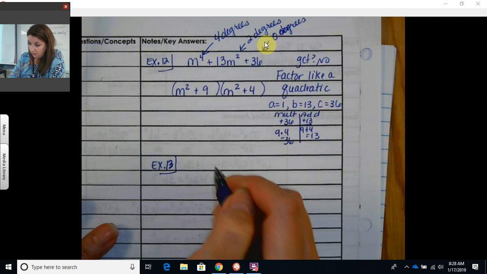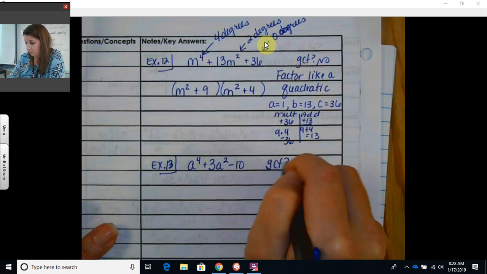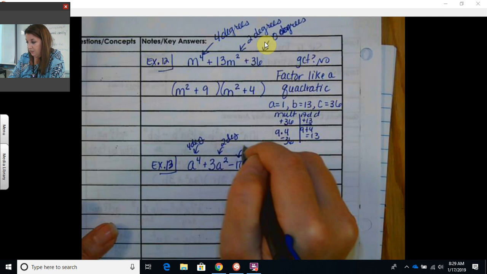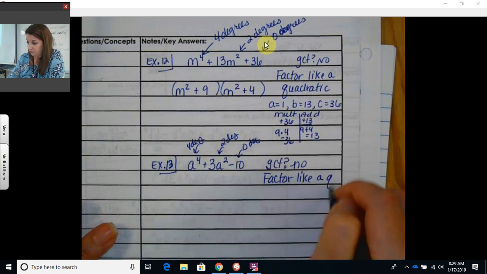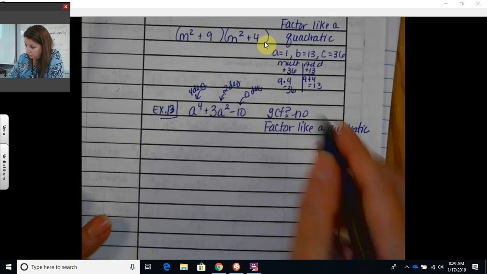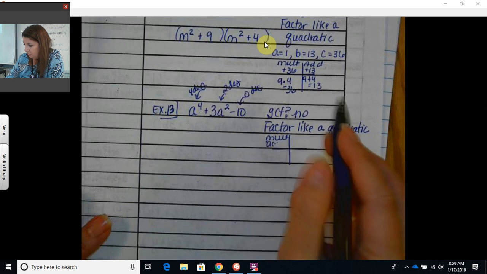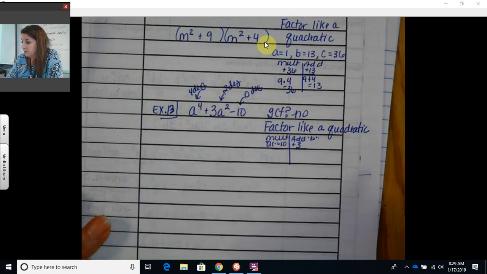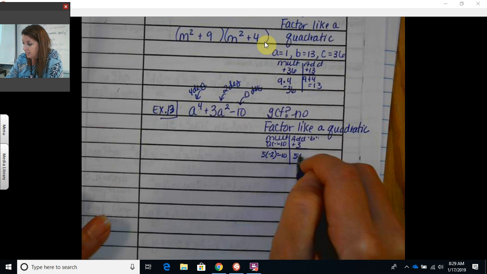A to the 4th plus 3a squared minus 10. Is there a GCF? All right, again, we have 4 degrees, 2 degrees, and 0 degrees. So we can factor like a quadratic. T-chart. Two numbers multiply together to get A times C, which is negative 10, and add together to get B, which is positive 3. What was it? 5 times negative 2. Positive 5 times negative 2 is negative 10. 5 plus negative 2 is positive 3.